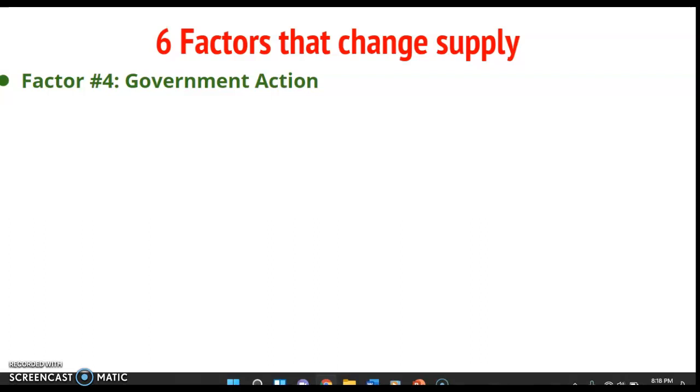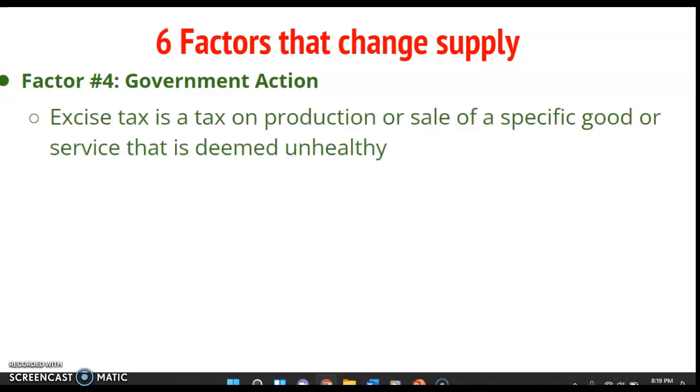Guys, believe it or not, government action plays a big role in producers. This could be in the form of a bunch of different things, whether it be subsidies or taxes or government bailouts. It can be in multiple different areas. Okay. One of the biggest is going to be tax. And one of the taxes is called an excise tax.